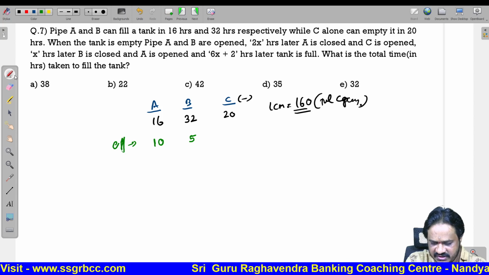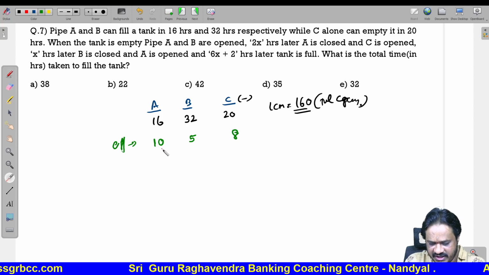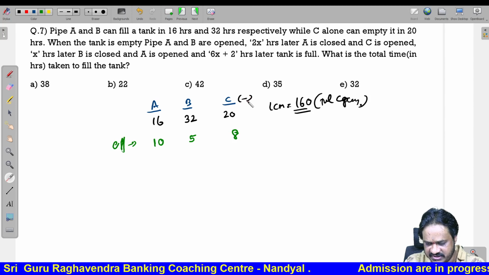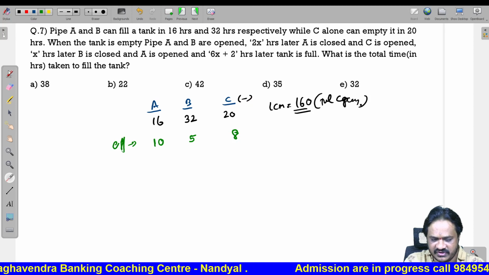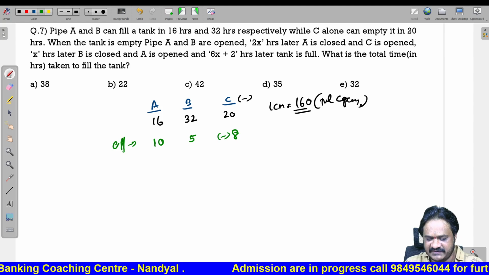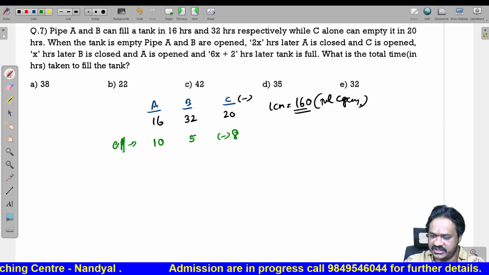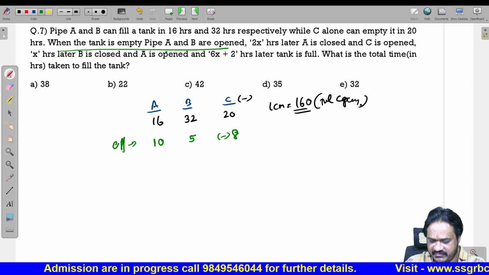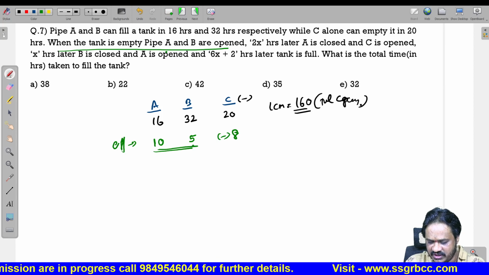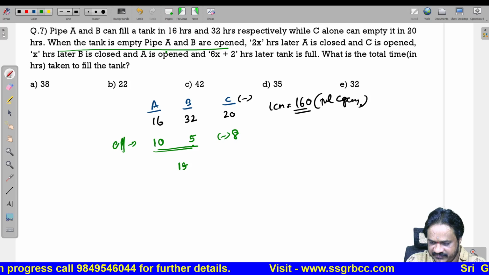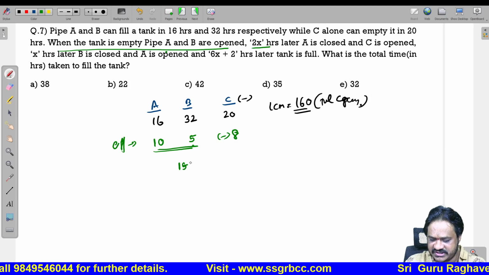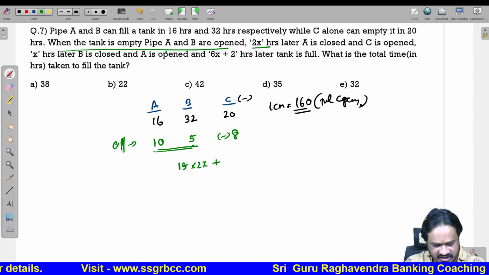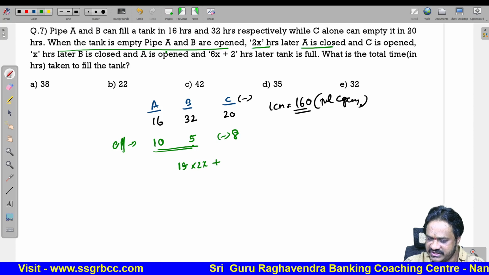That means A will fill 10 units in 1 hour, B will fill 5 units in 1 hour, C will be emptying 8 units in 1 hour, or you can take minus 8 because it is emptying. Now, if you read the question, when the tank is empty, first A and B are open. If A and B are open, what is the total efficiency? 15. They are working for 2x hours.